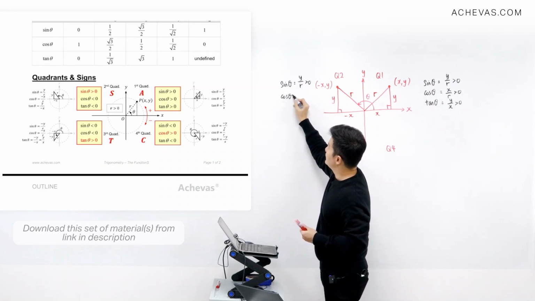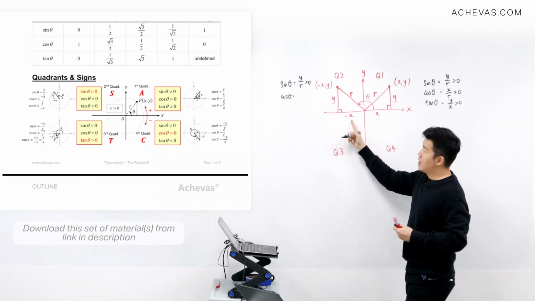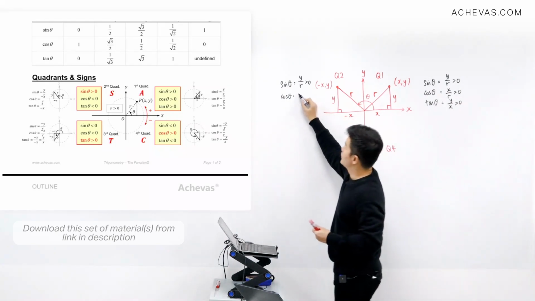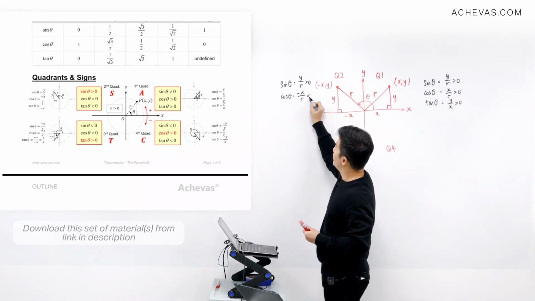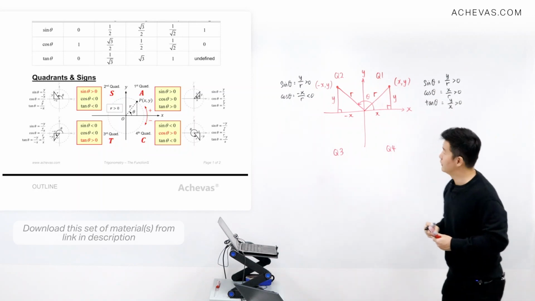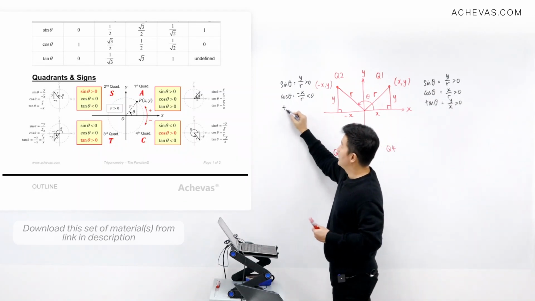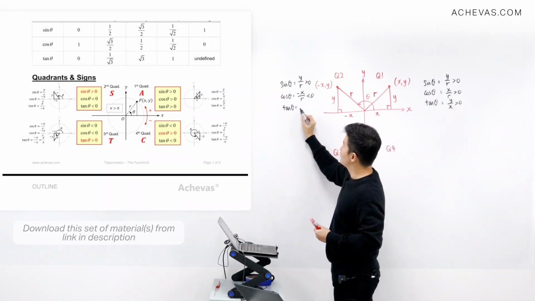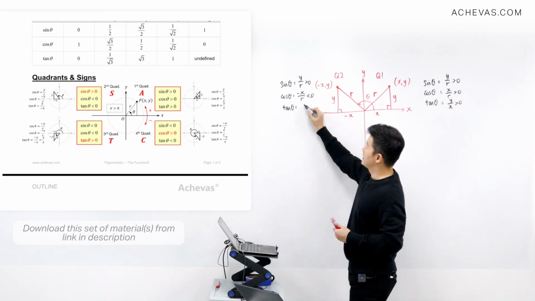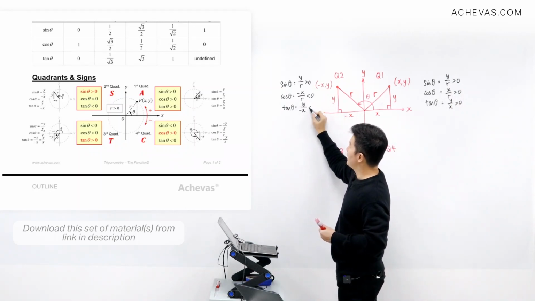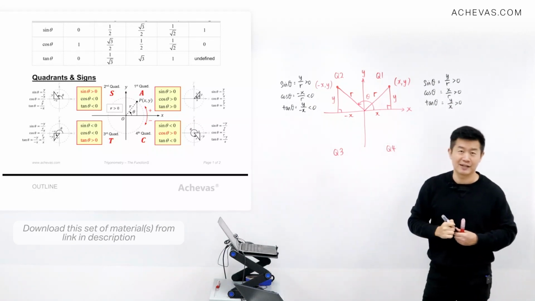So sine is going to be a positive number. As for cosine, theta is going to be adjacent over the hypotenuse. So it's going to be minus x over r, and this will start to become negative. And as for tangent, this is going to be equal to opposite over the adjacent, so y over minus x, and this is also going to be less than 0.